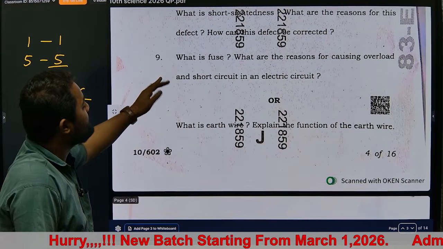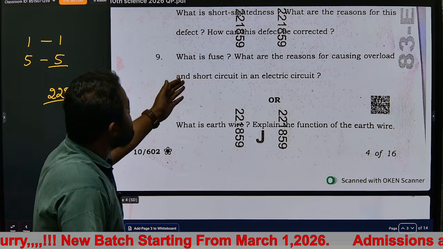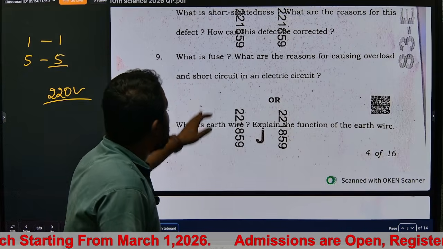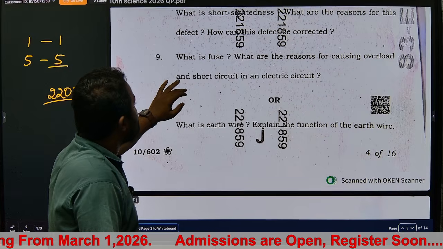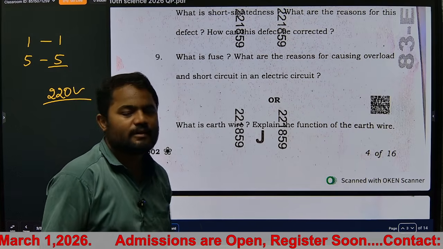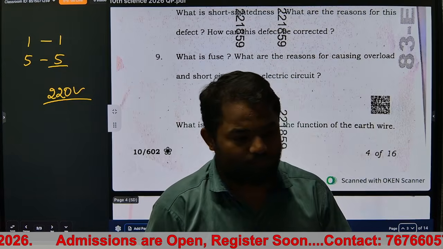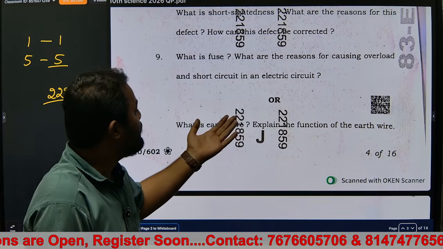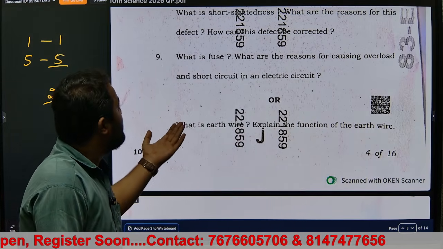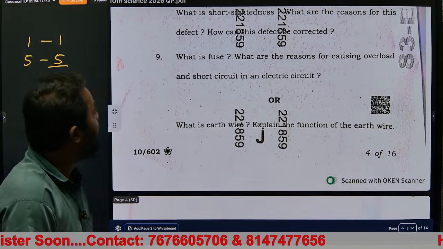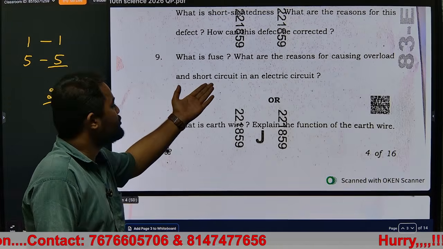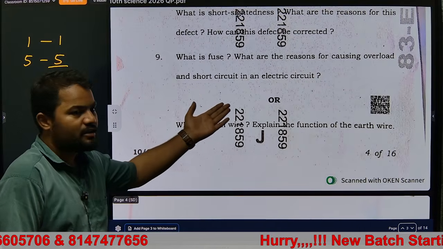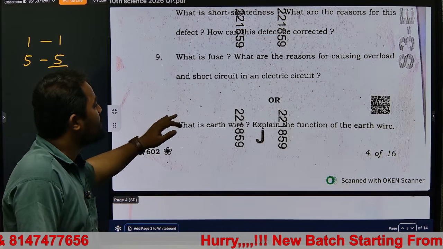Okay. Next, what is a fuse? A fuse is a safety device connected in the live wire in series. What are the reasons for causing overload and short circuit in an electric circuit? Overload is caused when too many devices are connected to a single socket, and by a sudden hike in the voltage, and most importantly, overload can also occur because of a short circuit. What is a short circuit? When the live wire and neutral wire come in contact with each other, the current in the circuit abruptly increases. That we call a short circuit.